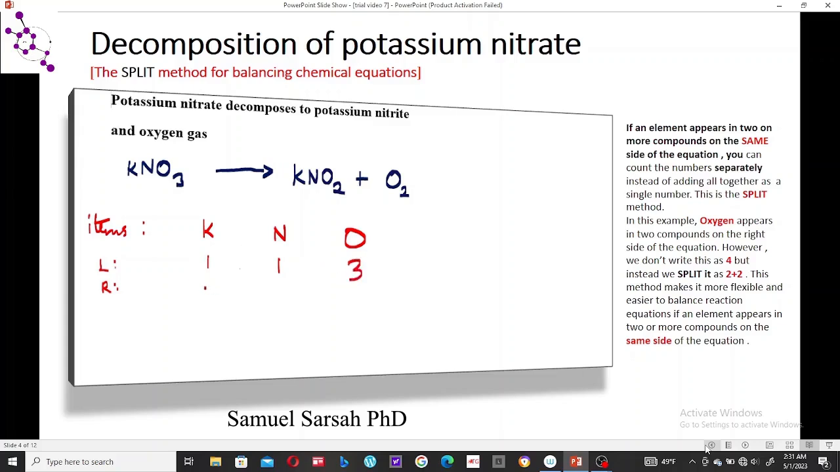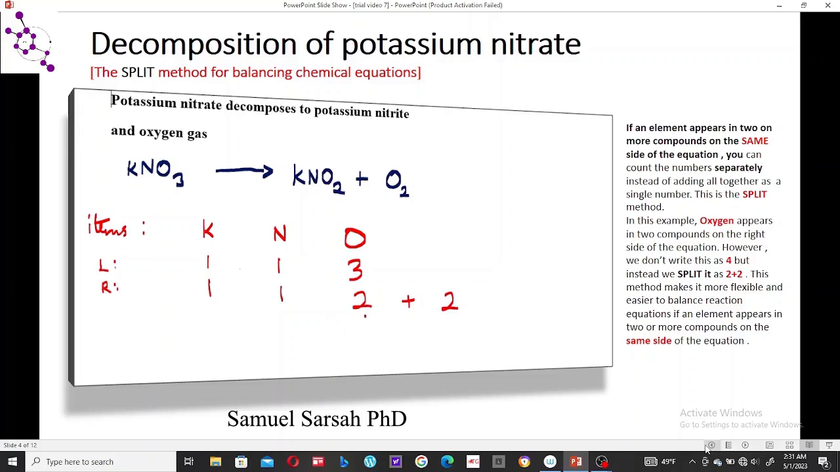On the right side we have 1 potassium, 1 nitrogen, and oxygen we have 2 here plus 2 here. Okay, I know there are 4, but there's a reason why I write them this way. It makes it much easier to balance them. So let's see. Now the K and the N's are okay, 1 and 1.